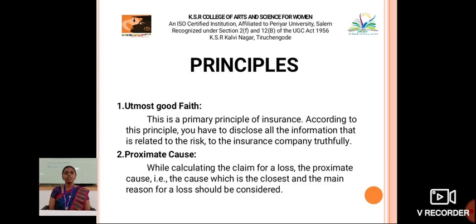Utmost good faith. This is a primary principle of insurance. According to this principle, you have to disclose all the information that is related to the risk to the insurance company truthfully. Proximate cause. While calculating the claim for a loss, the proximate cause, that is, the cause which is the closest and the main reason for a loss, should be considered.